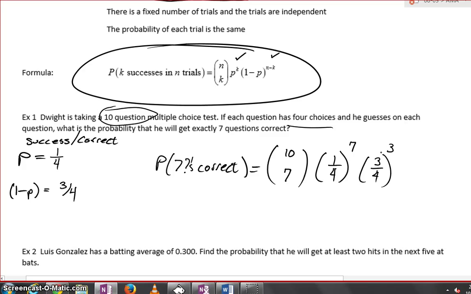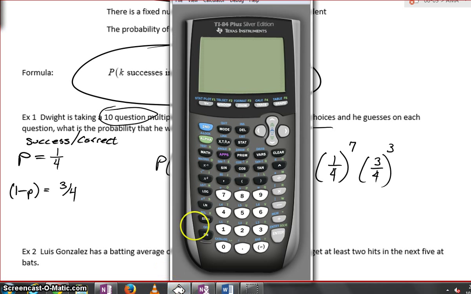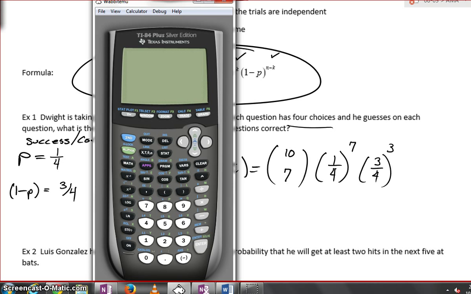So now we're going to see just how likely this is that he's going to get 7 correct. Do you think it's going to be likely or unlikely? What do you think? Probably unlikely. Take your calculator out. Let's see if we could work this out together, right? We could say, well, 10 choose 7. We could go 10, math, go to the left for probability. That's the quick way, nCr.